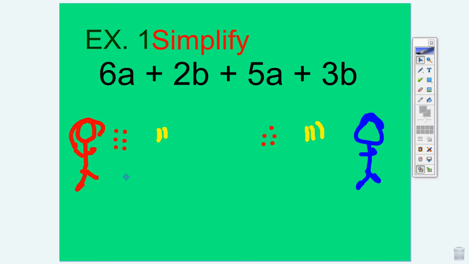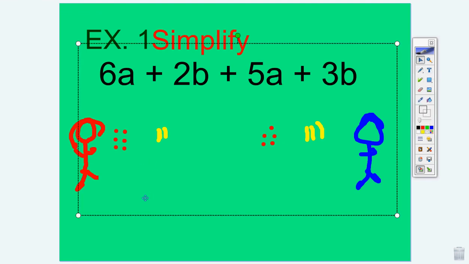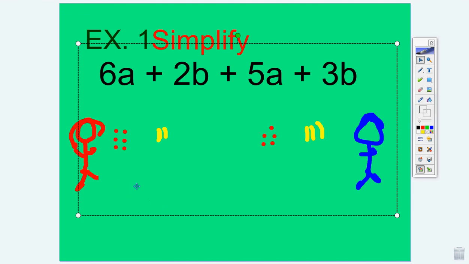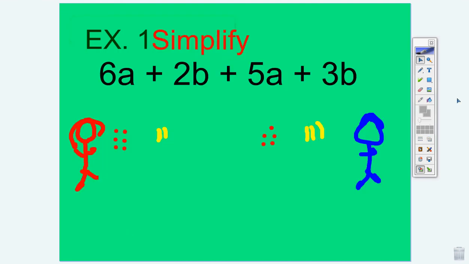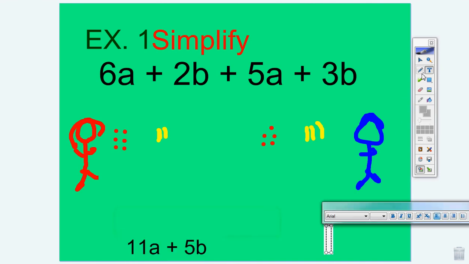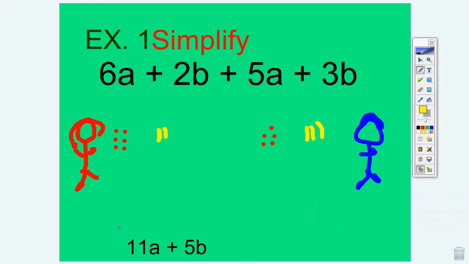Now I have 5 apples. So 6 apples plus 5 apples. Together, Jenny and Jane have 11 apples, right? So we can say they have, let's use a little text box here. Maybe? Nope, it disappeared. Okay, text box. Try this again. 11 apples and 5 bananas. And that's simplified. I can't go any further than that because, again, we can't have apple bananas. So that's simplified right there.